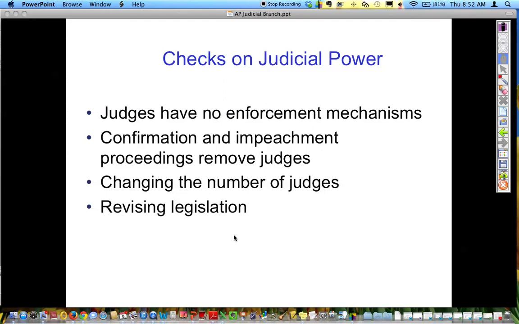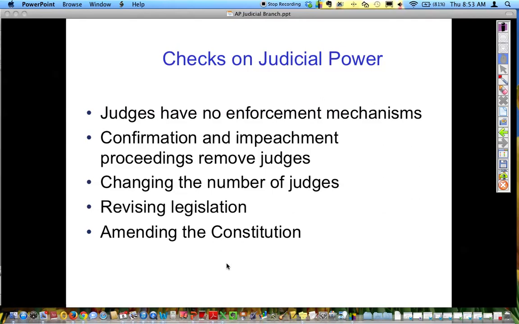Over time, you could change the number of judges. If you recall, Franklin D. Roosevelt, FDR, tried to pack the court and up the number of justices so he would have a little more influence on the policies that he was making. But traditionally, it has been at 9. And also revising legislation. If the judges make a rule, they can always go back and either change it and challenge those things. You can amend the Constitution as well.